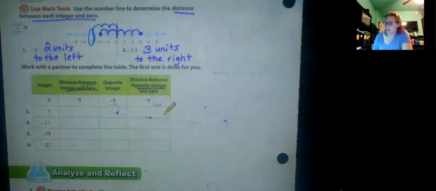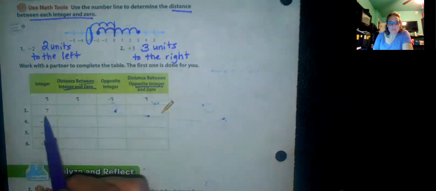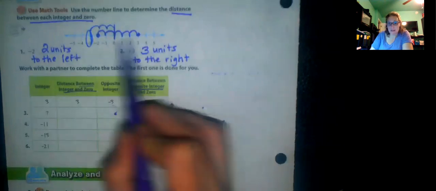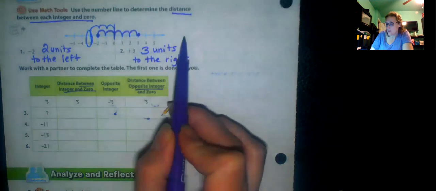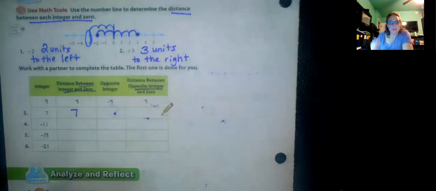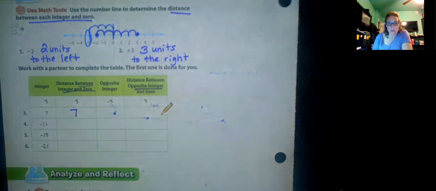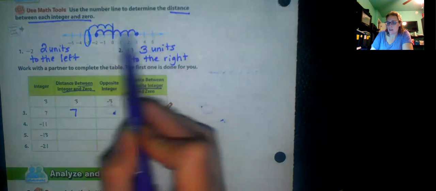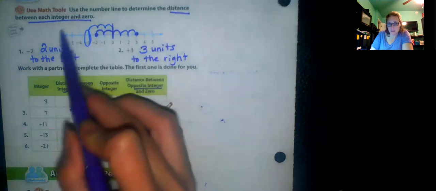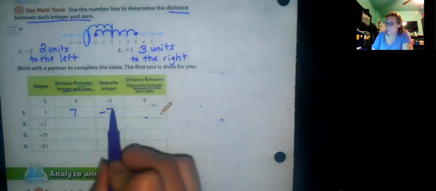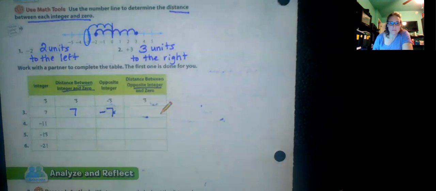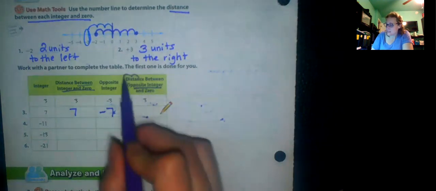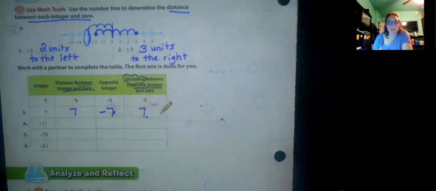All right, so let's look at the next one. The integer is 7. So from 0 to 7, if we kept going on this number line, we would have 7 spaces. The distance would be 7 units. Then when we're talking about the opposite, remember, if we went 7 to the right, we need to go 7 to the left. So we would have an opposite of -7. And our distance is still 7 units. One went to the right, one went to the left.